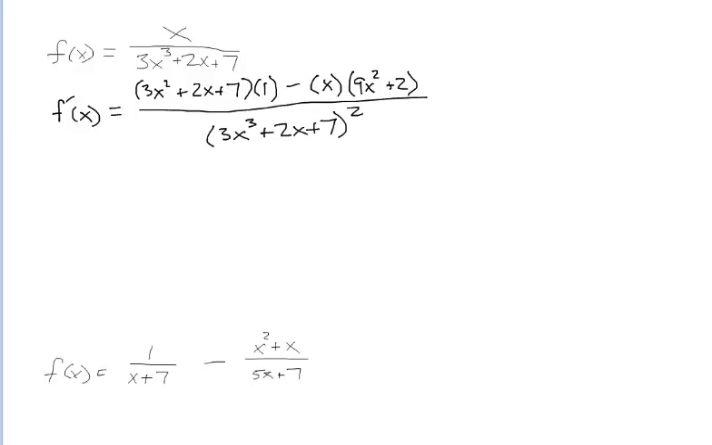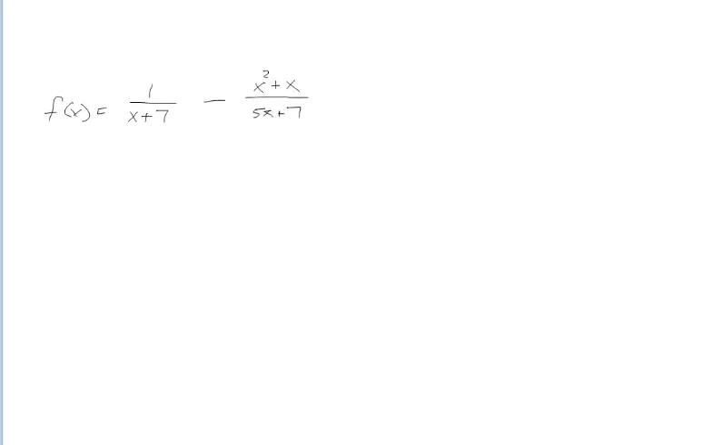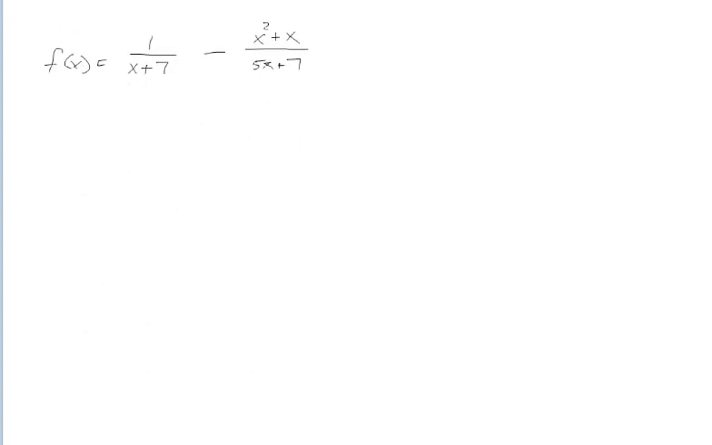In this next example, I have f(x) is equal to 1 over x plus 7 minus x squared plus x divided by 5x plus 7. Here in this problem, we have a minus sign, and remember, we don't take derivatives through minus signs. So what we have here is two quotient rules.